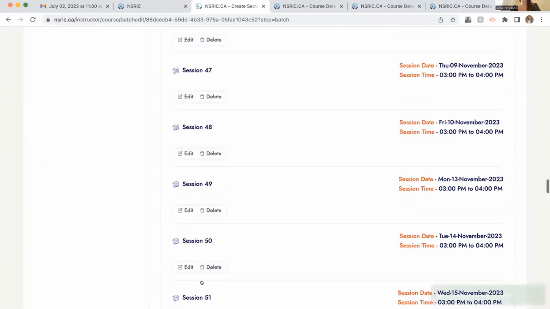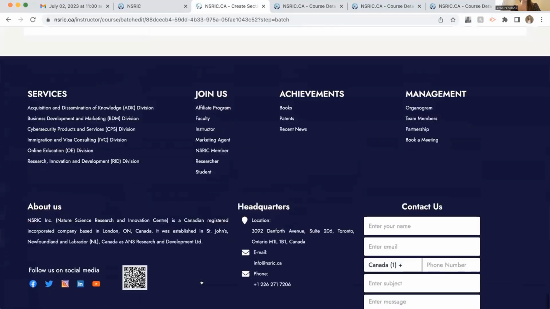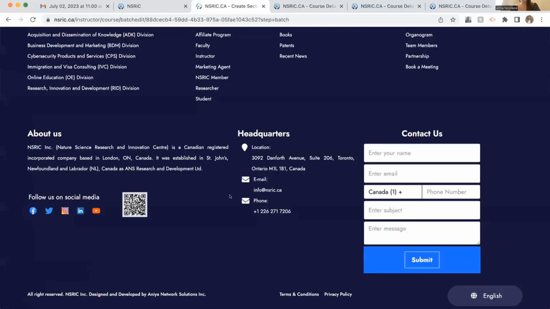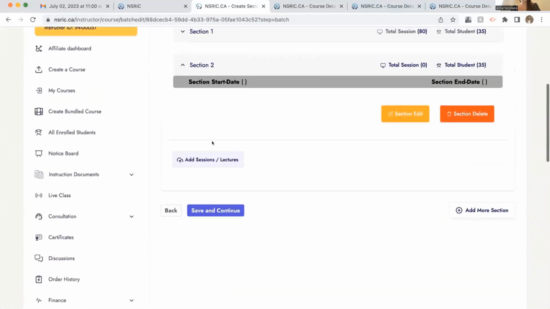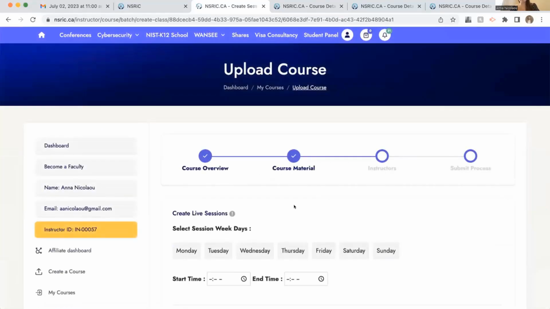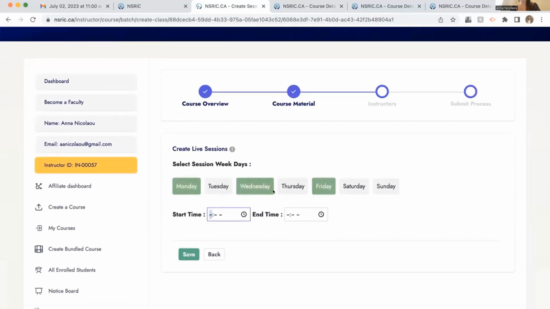Now I need to actually add in what times my sessions are going to be for section 2. So I'm going to click on section 2, and then click on add sessions or lectures, because there are none. Then I'm going to choose my days of the week. I think I want this class to meet on Mondays, Wednesdays, and Fridays from, let's say, 7 o'clock p.m. to 9 o'clock p.m. EST. And then I'm going to click save to save those.